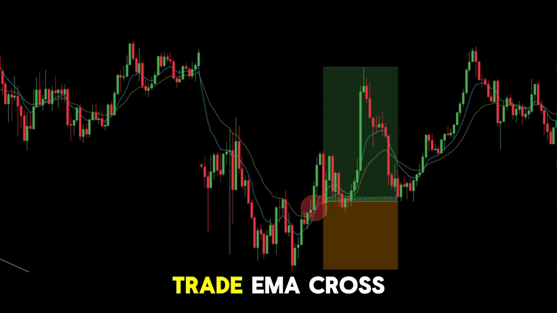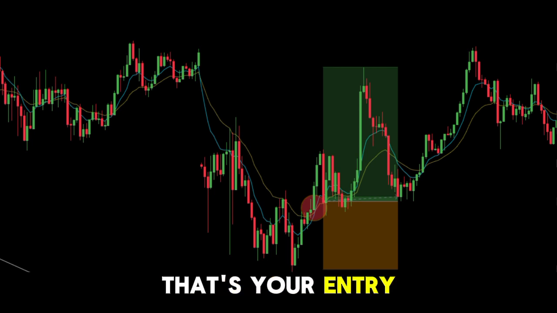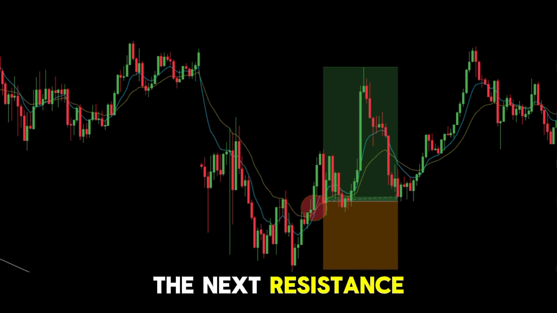For a buy trade, EMA crosses upward. Price stays above EMA, then price pulls back. You wait. Once you see the trend again, that's your entry. Stop loss below the recent low. Take profit at the next resistance.